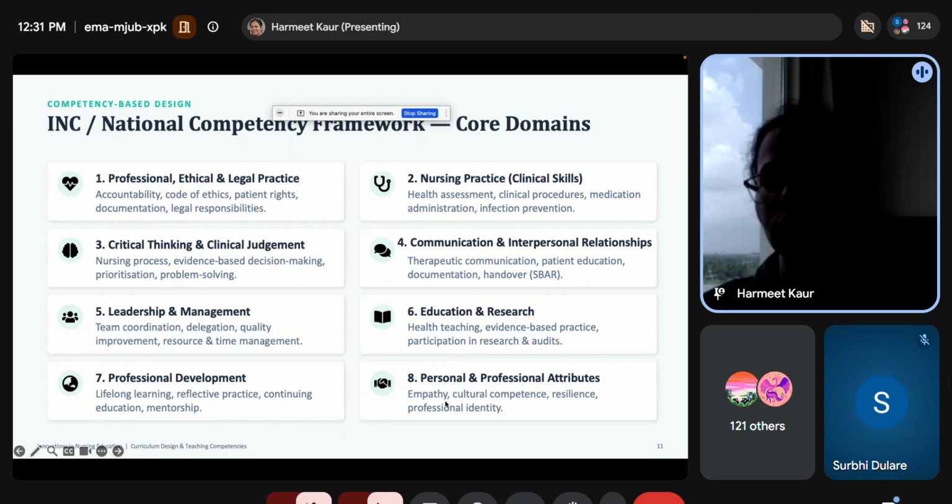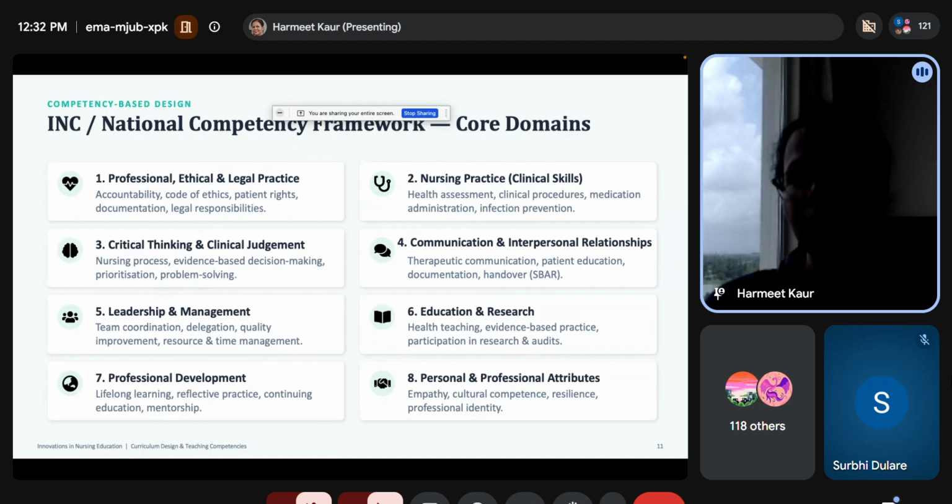Then personal and professional attributes. Are you empathetic? Are you culturally competent? Are you resilient? What is your professional identity? I always say that nurses should also have their own brand. They should be visible for what extra they are doing. We should not keep on doing our work invisibly. Whatever we are doing, it should be visible to the world that they are doing something good. Like this new movie that has come, it has made nurses visible, that they are actually doing something extra. So that visibility is very, very important. That is a competency under the competency framework, personal and professional attributes.